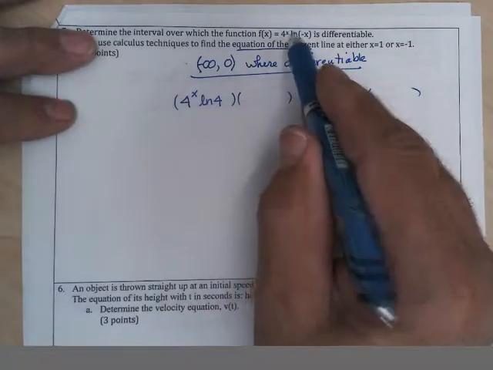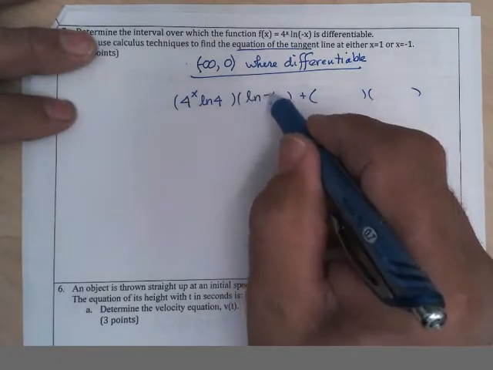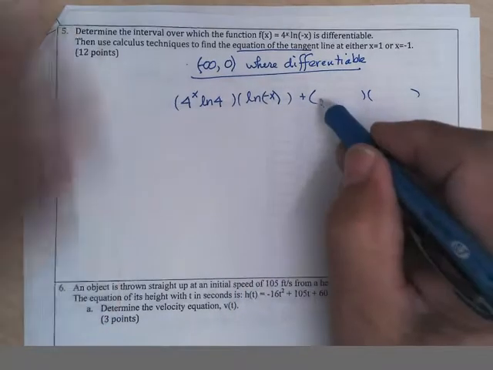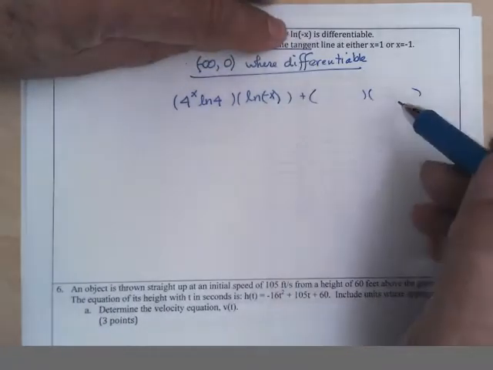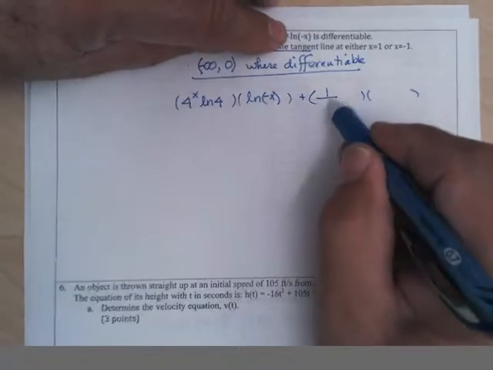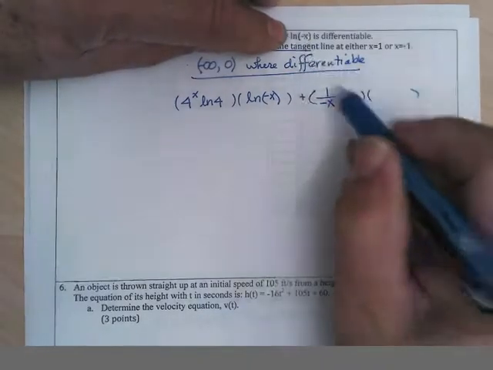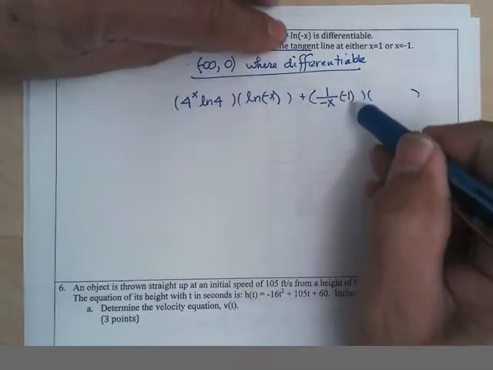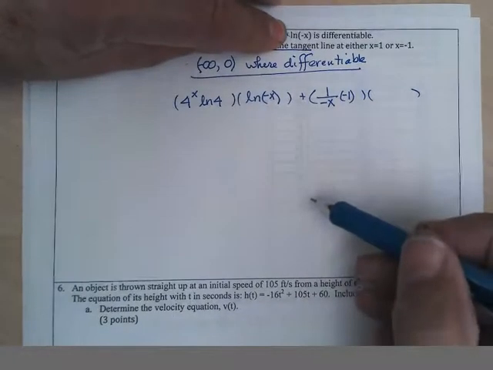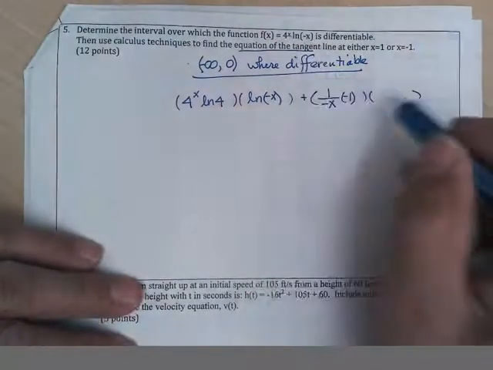That's the derivative of the first times the second, plus the derivative of the second. The derivative of ln of something is 1 over whatever that is times the derivative of the inside, and the derivative of negative x is negative 1. That's what a lot of people missed on the test. They didn't take the derivative of the inside. Times the first.